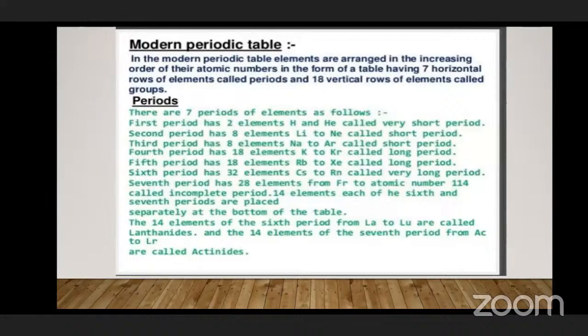That's why the first period has 2 elements, and hydrogen and helium are called very short periods. The second period has 8 elements. From where to where? Lithium to neon are called short period.